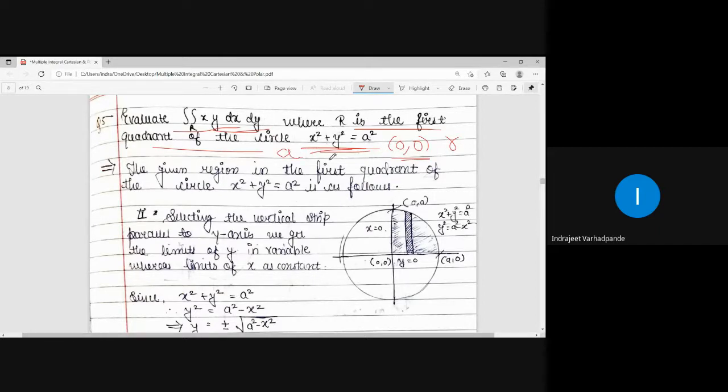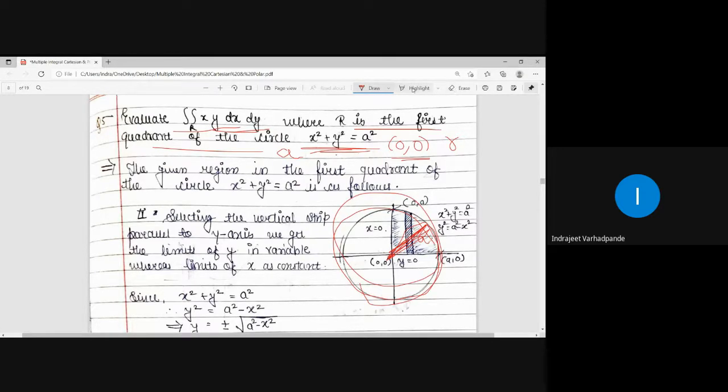So what do I have to do now? I have to draw the region. For drawing the region, take the steel point of the divider. Radius means distance from origin. So I keep the steel point of the divider at the origin (0, 0), with radius a, and I will draw the circle completely.